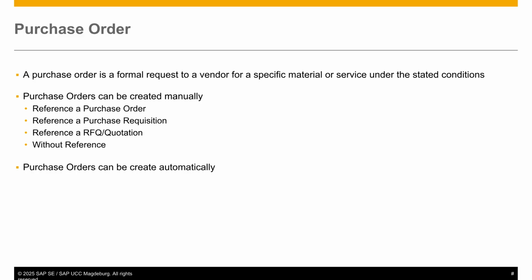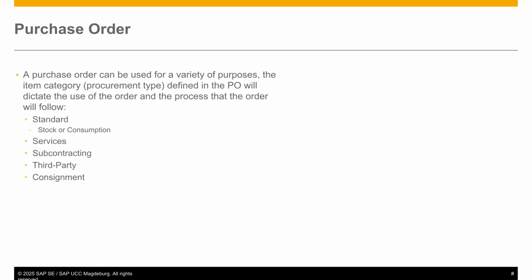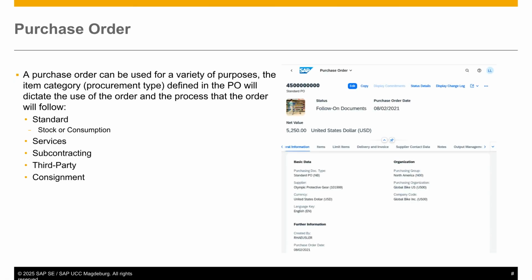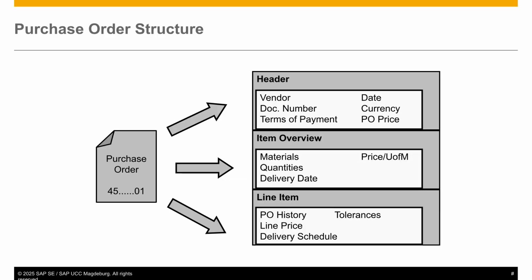Finally, the purchase order acts as the formal, legally binding request to a vendor. It can be created manually, referencing other documents like requisitions or quotations, or generated automatically. A purchase order is used for various procurement purposes. The item category, or procurement type, defined in the document, dictates how the order is used and the specific process it will follow. The structure of a purchase order consists of three main parts: the header, which contains vendor and currency information, the item overview, and specific details within the line items.